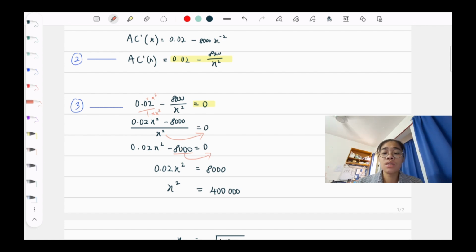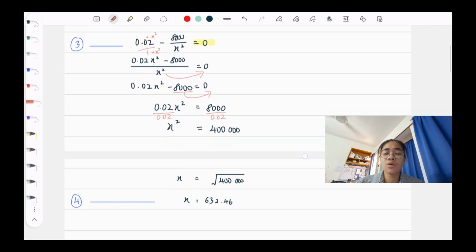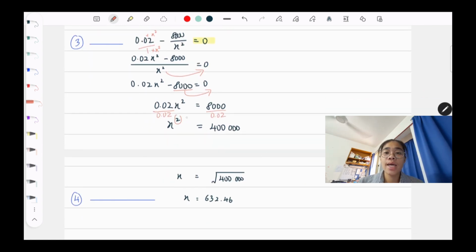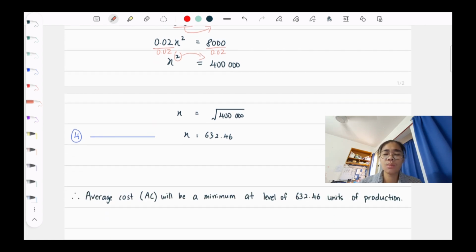For the 0.02, we move to the right side, so we need to divide. So 8,000 divided by 0.02 becomes 400,000. Same goes with the power of 2, move to the right side and it becomes square root. So x equals square root of 400,000, and x equals 632.46 units. So in conclusion, we know that the average cost AC will be a minimum at a level of 632.46 units of production. That's all from me.